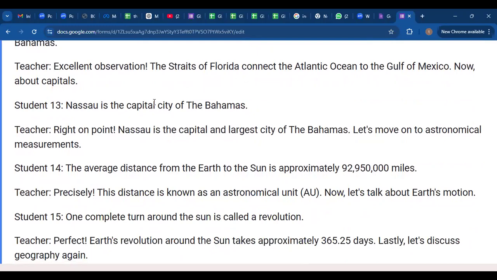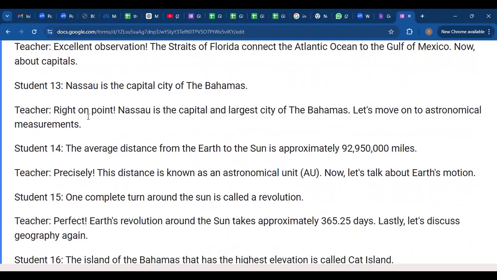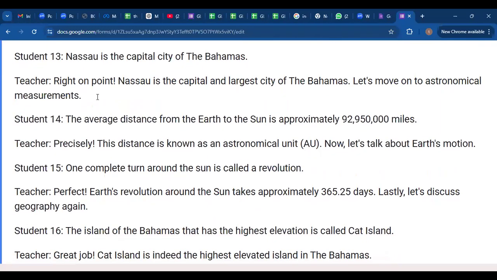Now about capitals. Student 13: Nassau is the capital city of the Bahamas. Teacher: Right on point. Nassau is the capital and the largest city of the Bahamas. Let's move to astronomical measurements. Thank you, Rodrigo.